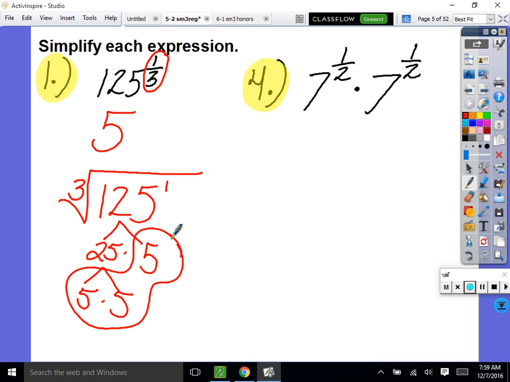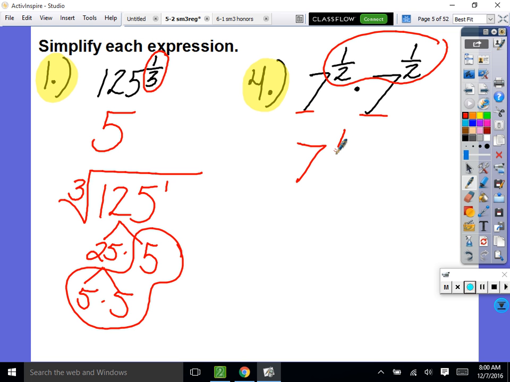So we get 5. Does everybody see how we did it by hand? Okay, let's look at number 4. We can look at this a couple different ways, everybody. We have 7 to the 1/2 times 7 to the 1/2. Is this the same base? When you multiply the same base, what do you do with your exponents? You add them. 1/2 plus 1/2 is 1, so we have 7 to the 1st. Does everybody see how I did that?